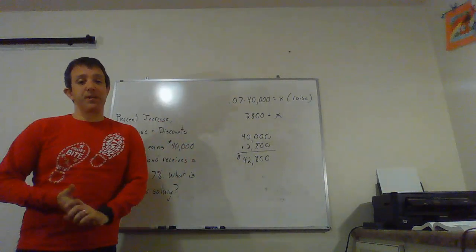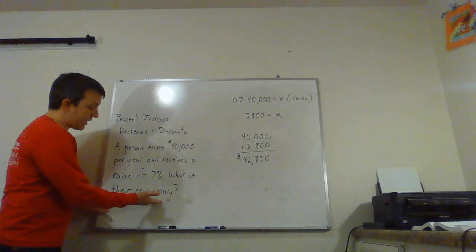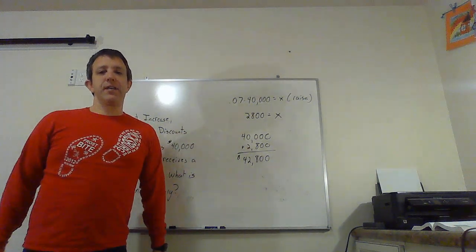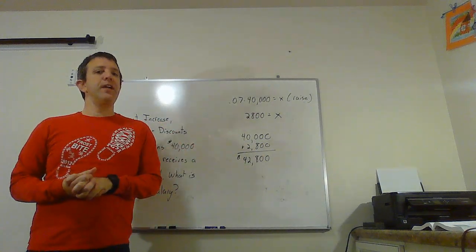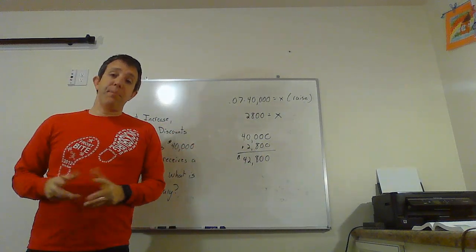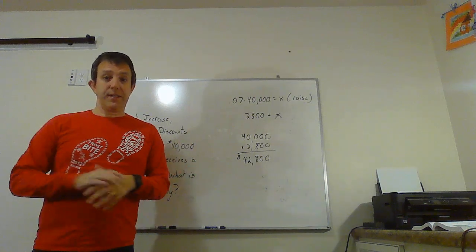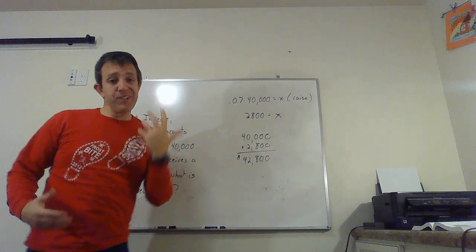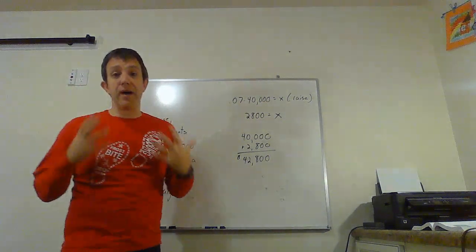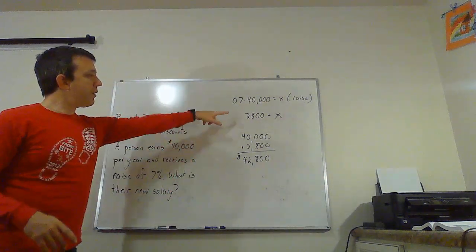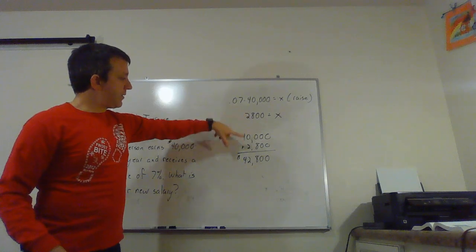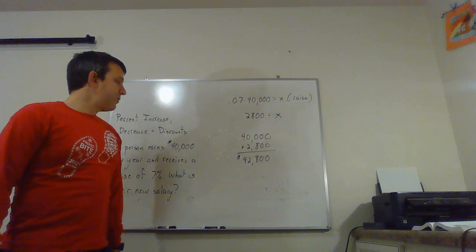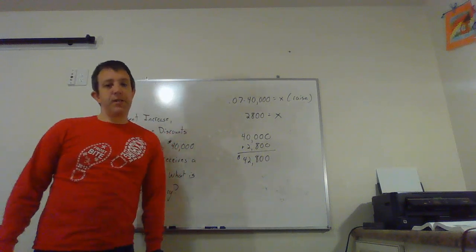Again, this is not where we want to stop. The problem specifically asks for the new salary. $2,800 is not the new salary. If this was this person's new salary, they'd be really grumpy because their pay just got cut a lot. So all that's left, and this really just requires us to pay attention and not forget to finish the problem, is to take the raise and add it onto the original salary, giving this person a new salary of $42,800.